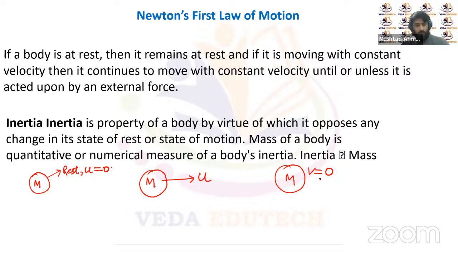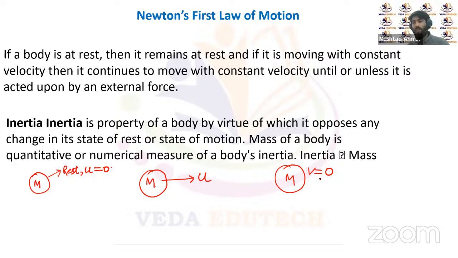Similarly, if a body is in a state of motion, then the body will oppose the change from the state of motion to the state of rest. That property of any physical body we call inertia, right? And one more important point is that there is a direct relation between the inertia and the mass of a body, right? We have seen that the greater the mass of a body, the greater will be its inertia. So we can say that inertia is a direct measure of the mass of a body.